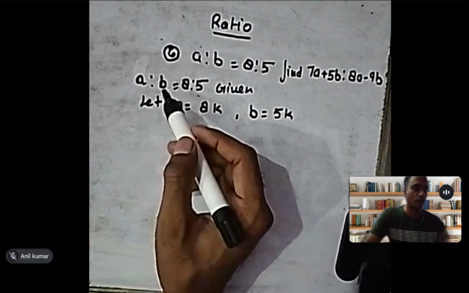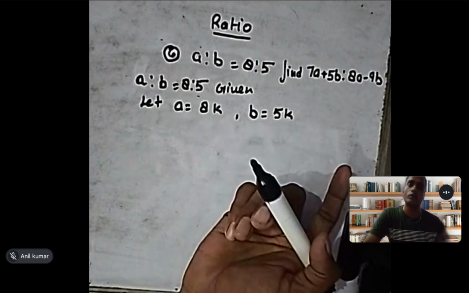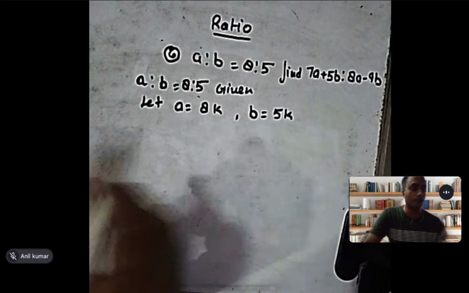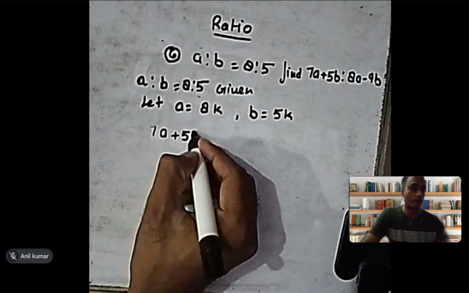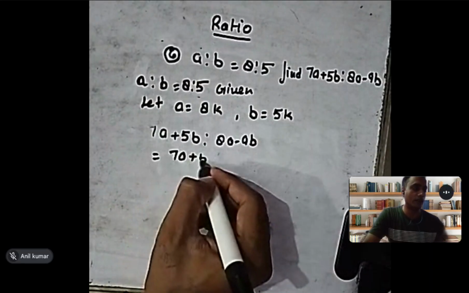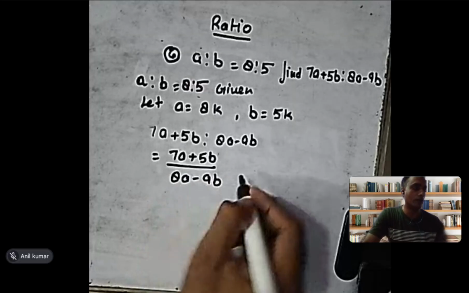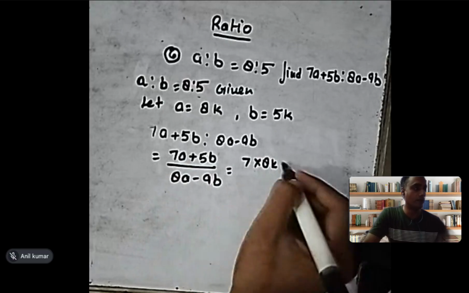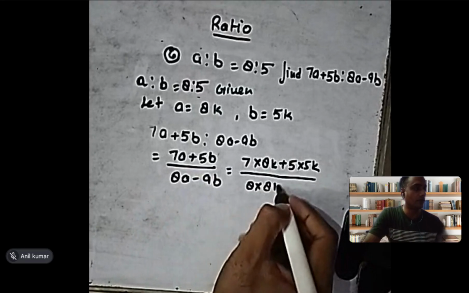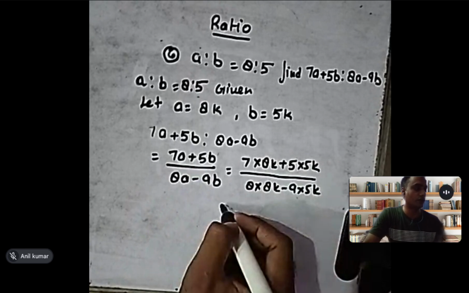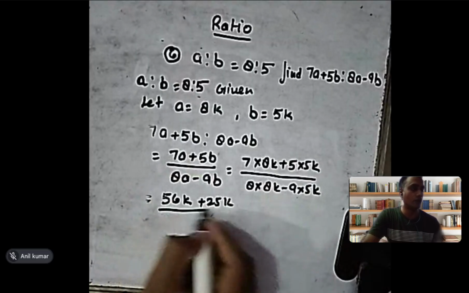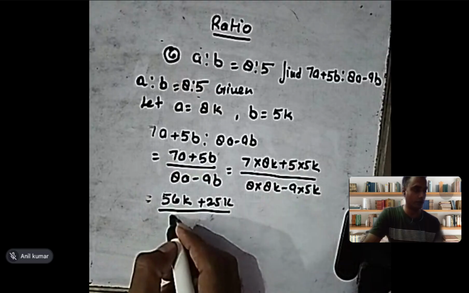हम यहाँ पे जब भी रेशियो गिवन होता है तो हम 8 और 5 के टर्म्स में कुछ भी लेट करेंगे और सेम वेरिएबल पुट करने से वो कैंसिल हो जाएगा और हमारा रेशियो मेंटेन रहेगा. Now you can directly put the values of a and b in the given expression, and you have to find this, 7a plus 5b upon 8a minus 9b. So directly put the values: 7 into 8k plus 5 into 5k, whole upon 8 into 8k minus 9 into 5k. Okay, solving this, it will come 56k plus 25k over 64k minus 45k.